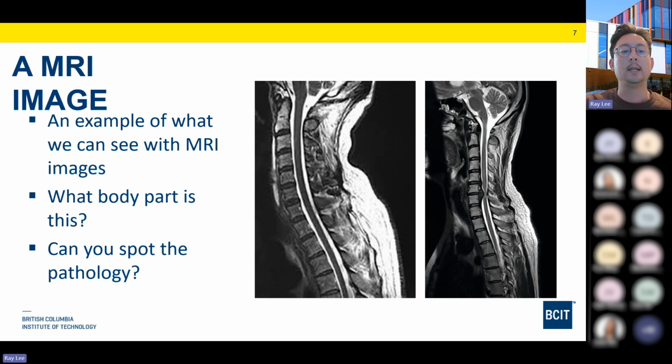On the left side here, this is considered a normal neck. You can see the spinal cord here. You can see the vertebrae going up to the very bottom of the brain. And then here on the right side, there is a pathology that can be seen, which is a bulging disc. This back piece is coming back into the spinal cord, causing impingement.